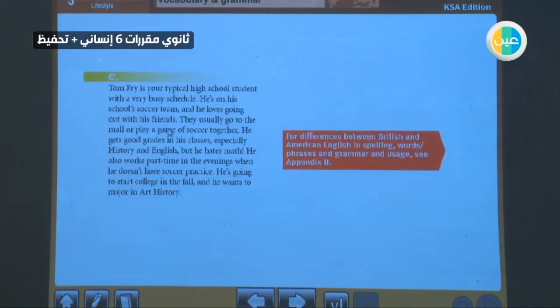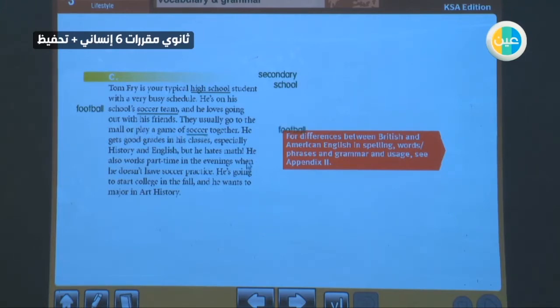Okay, number 3. It's about Tom. Tom Fry is your typical high school student. So, high school, in British it is secondary school. He is on his school soccer team. Yes, soccer, football. And he loves going out with his friends. They usually go to the mall or play, okay, mall. Yes, mall. In British they call it shopping center. Play a game of soccer together.